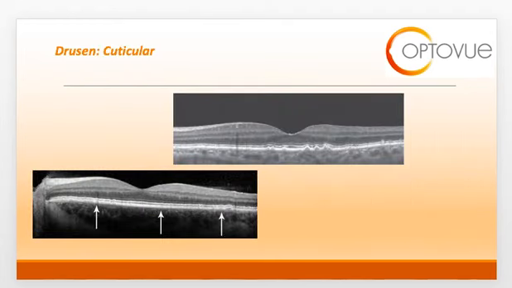This slide shows another type of drusen, cuticular drusen. Cuticular drusen have a sawtooth elevation of the RPE with rippling of the overlying IS-OS junction and external limiting membrane. A fun fact, cuticular drusen may look like hard drusen, but they behave more like soft drusen and thus can progress to AMD. You can see the white arrows here pointing to these little sawtooth elevations and a more dramatic presentation on this OCT.